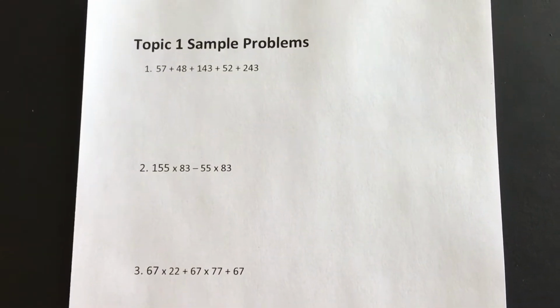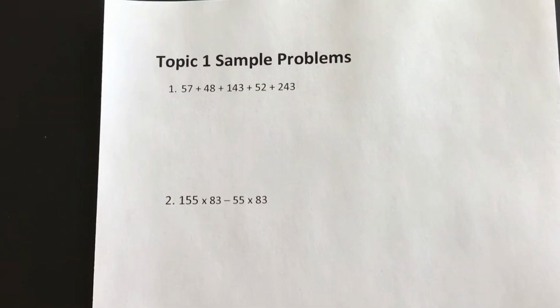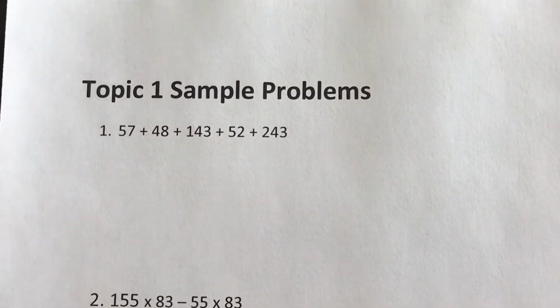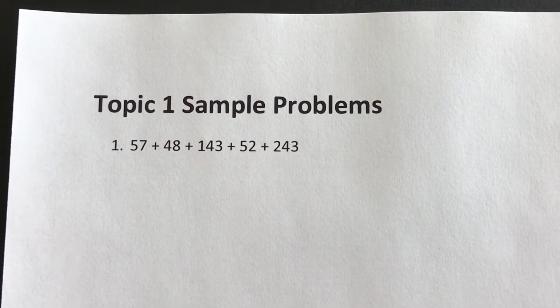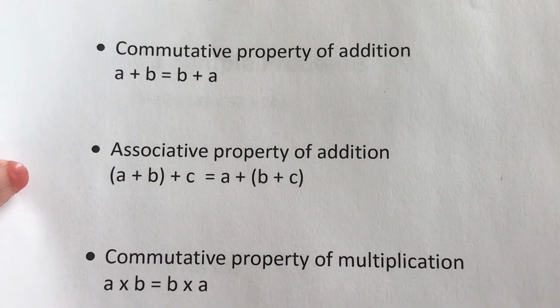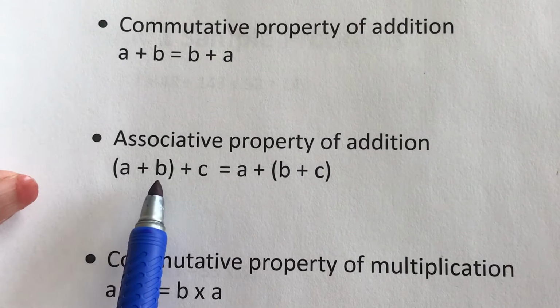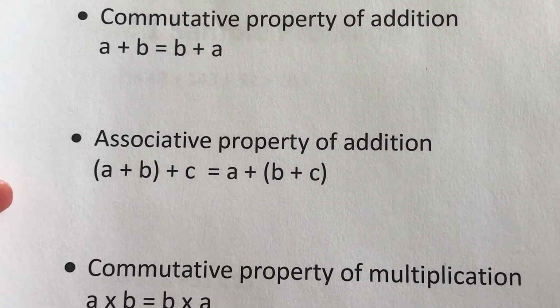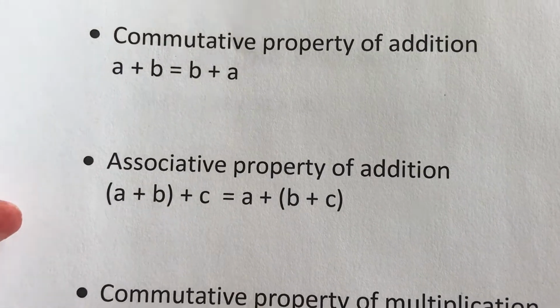Now let's look at the sample problems of topic 1. So the first problem that we have here is the addition of 5 numbers. This is related to the associative property of addition that we have just seen, which means we can pick and choose any 2 numbers that we think are easier to calculate or easier for the final calculation.